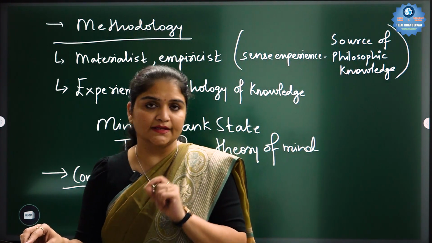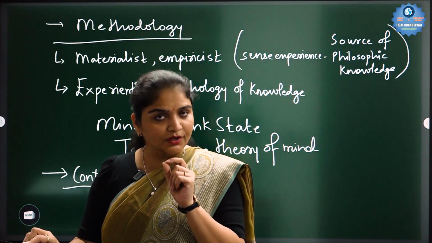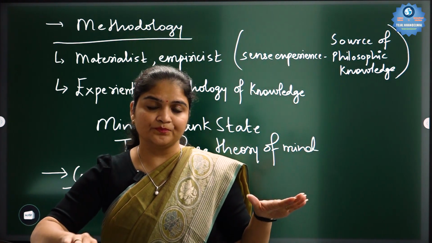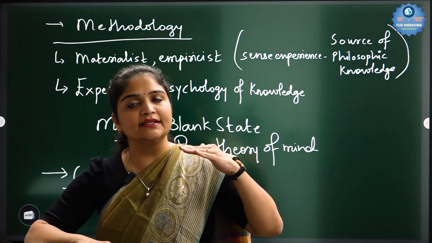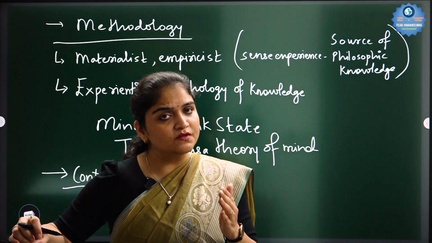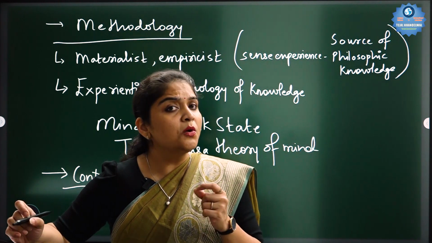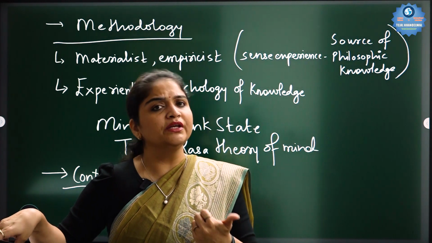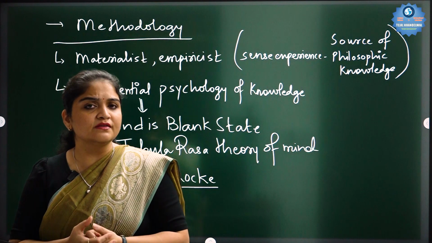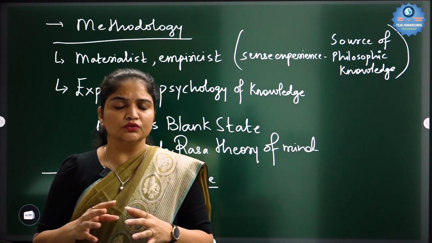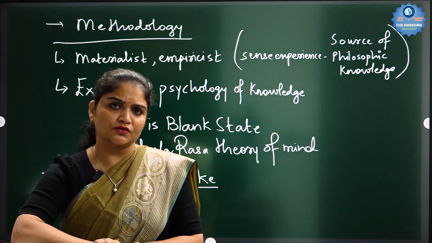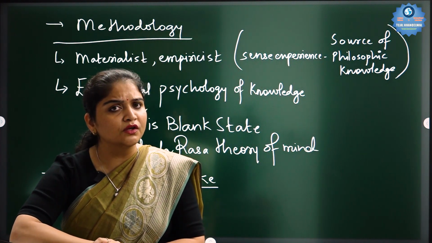So Locke says that the mind is tabula rasa, which means the mind is like a clean slate. The mind does not have any pre-existing innate ideas. The individual learns through various experiences of his life. Now, if Locke is saying that there are no innate ideas and everything is learned through sense experience, then we can see a contradiction in Locke's philosophy. How is there a contradiction in Locke's philosophy?